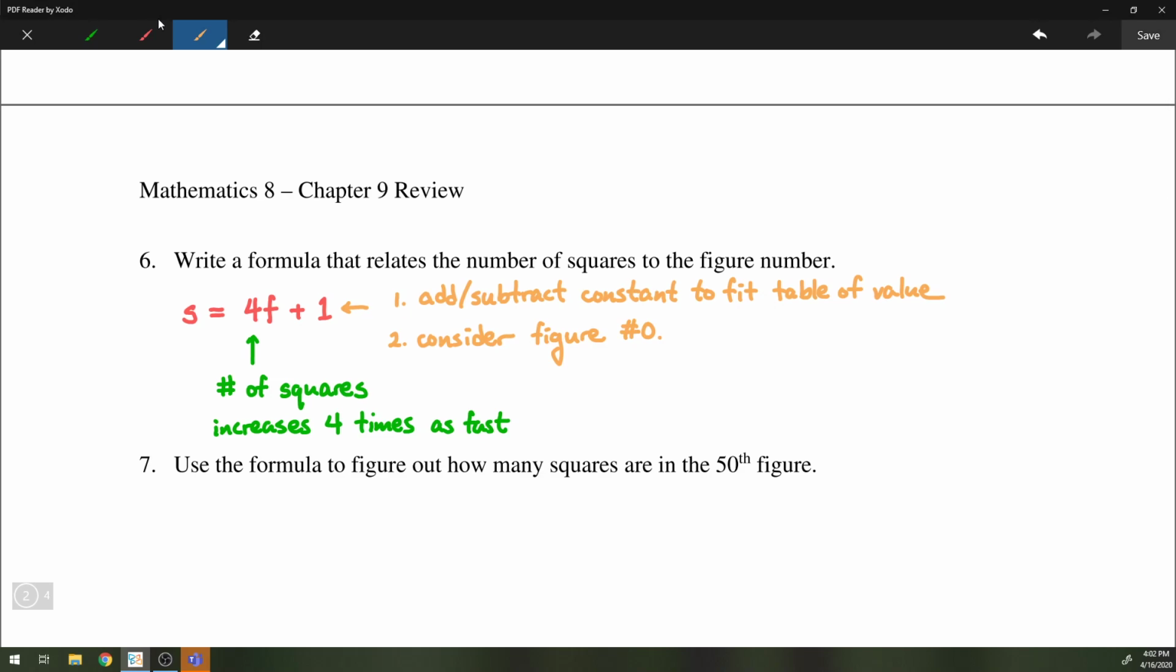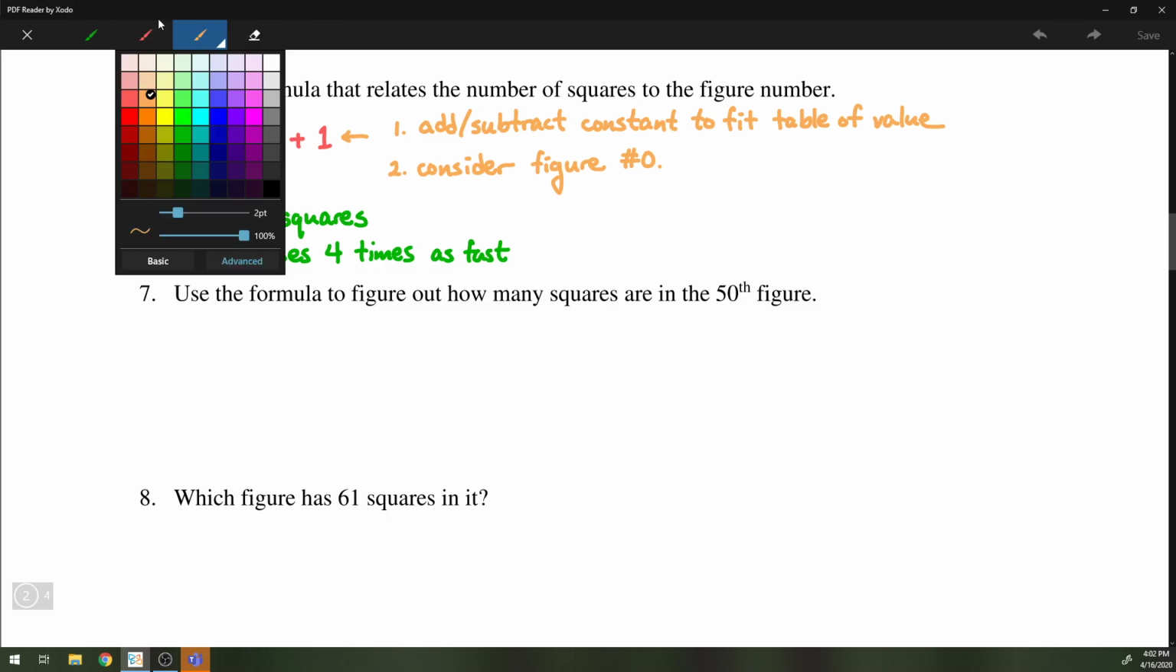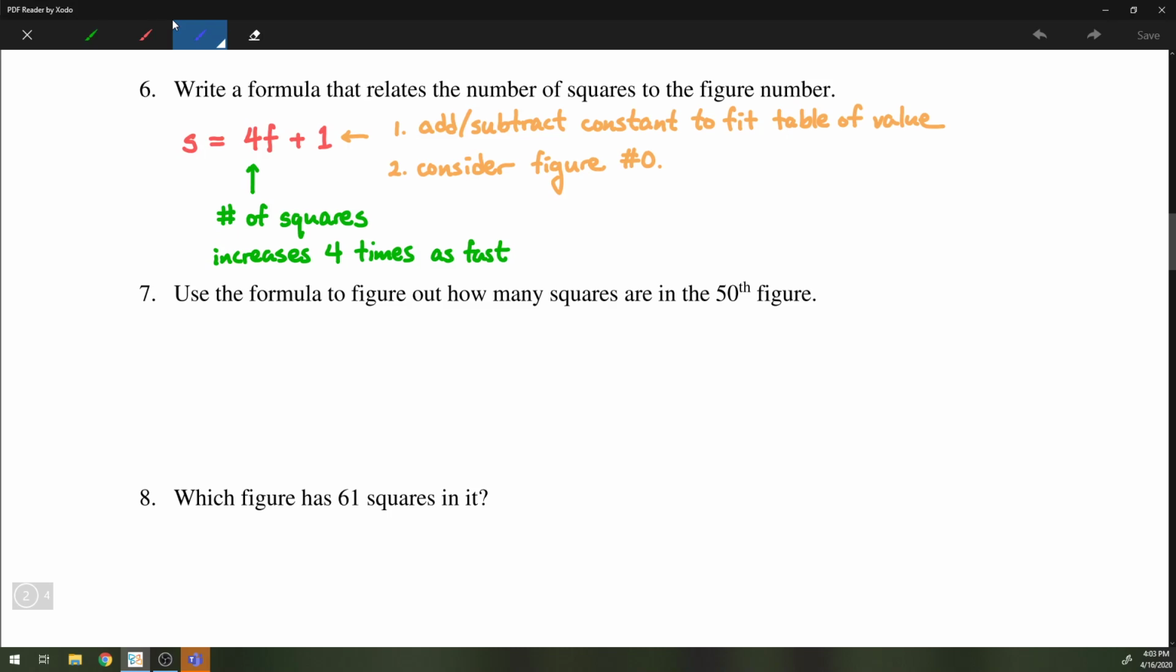Okay, so once you have a formula established, then you can use it to predict how many squares you have for larger figure numbers. So in this case, we'll let the 50th figure, so we will let f equal 50. Of course, 4 times 50 is 200. And then you have 200 plus 1, which is 201 squares. Always remember your units.